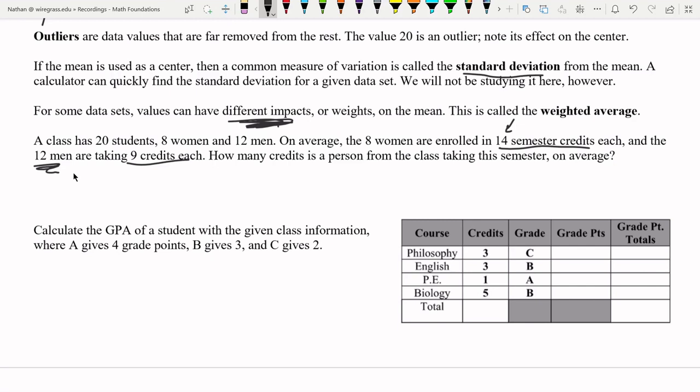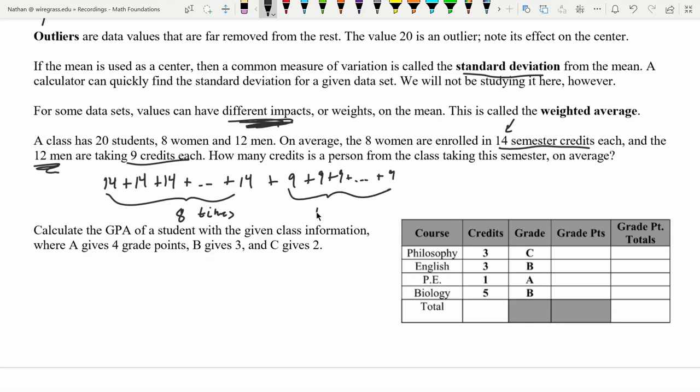But the way we can find this is instead of having to add it up, because we could do 8 women, 14 plus 14 plus 14, a total of 8 times. And then add that to the 12 men that are taking 9 credits each, 9, 9, 9, a total of 12 times. But this is really the same thing as just doing 14 times 8 plus 9 times 12. So the 14 and 9 are the semester credits, and the 8 and the 12 are how many people are in the class. Of course, we're taking a mean here, so we're going to actually divide this.